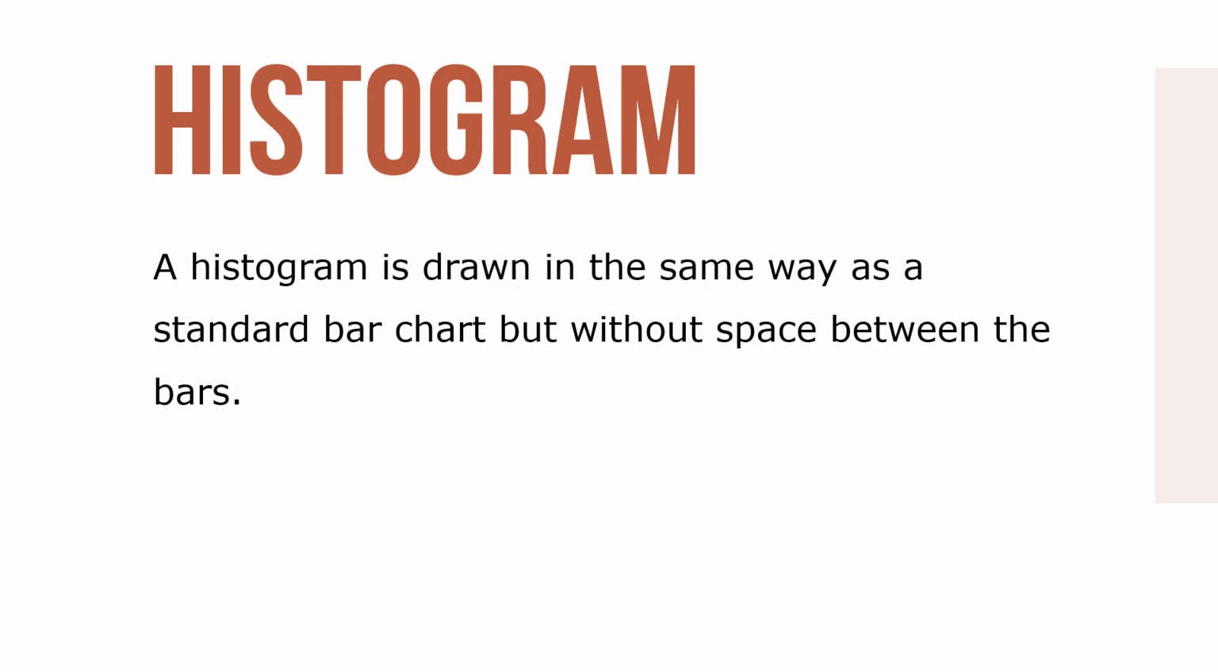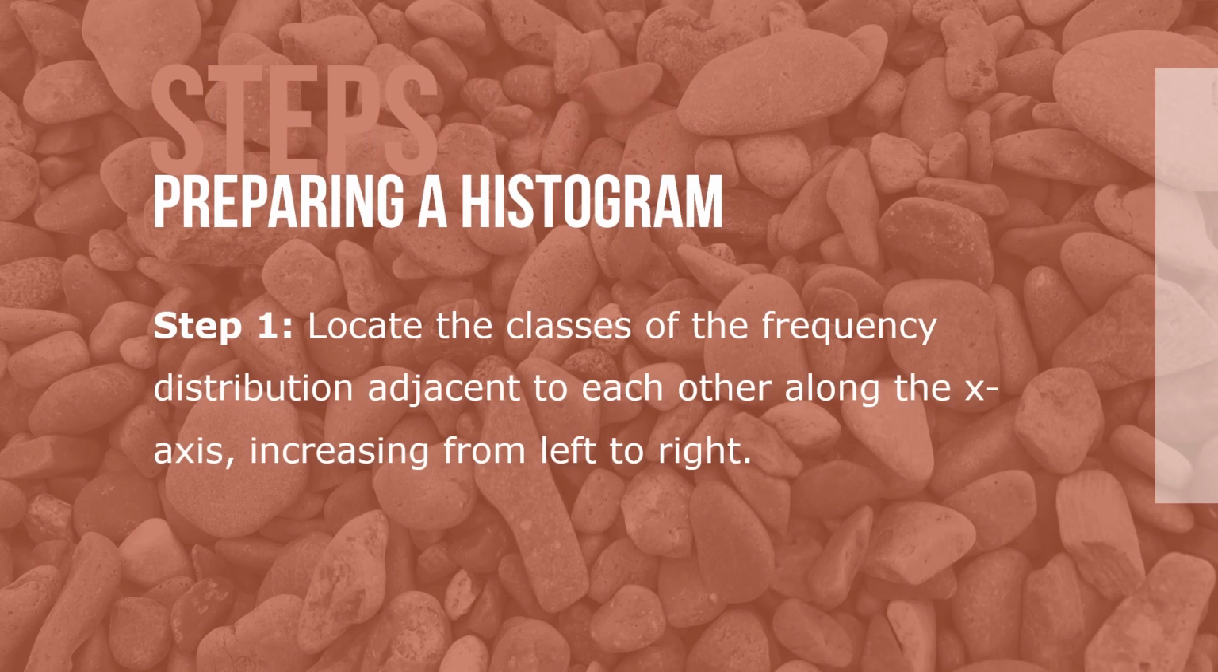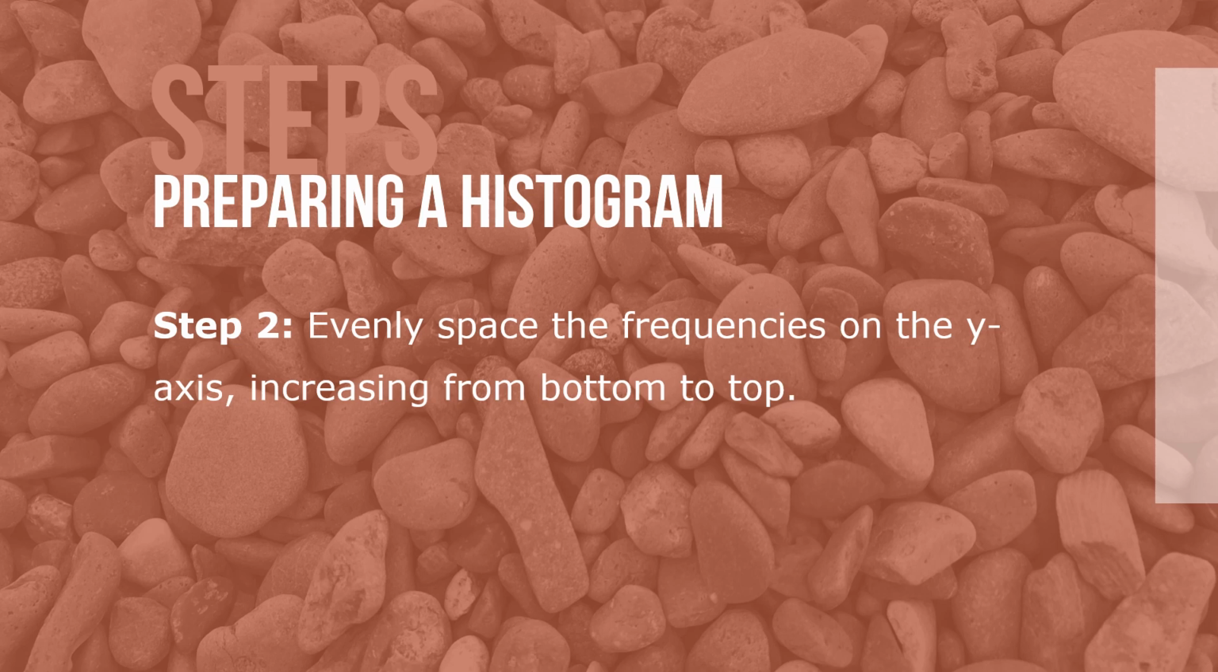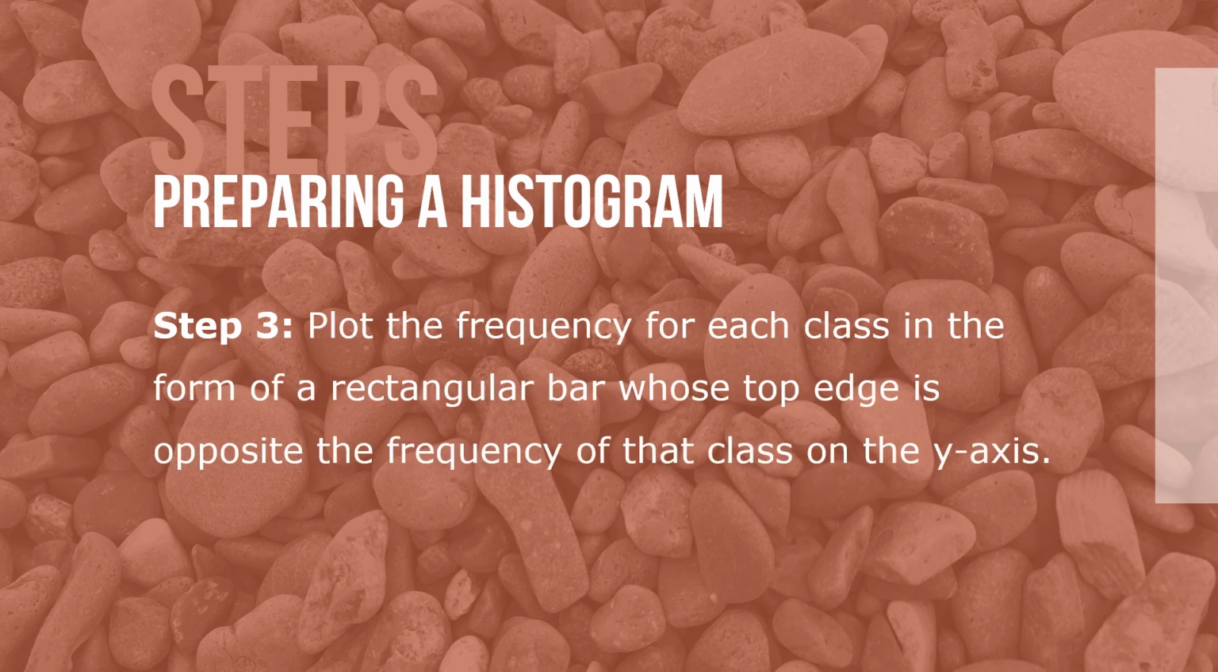A histogram is drawn in the same way as a standard bar chart but without space between the bars. Here are the steps for preparing a histogram. Step 1. Locate the classes of the frequency distribution adjacent to each other along the x-axis, increasing from left to right. Step 2. Evenly space the frequencies on the y-axis, increasing from bottom to top. Step 3. Plot the frequency for each class in the form of a rectangular bar whose top edge is opposite the frequency of that class on the y-axis.